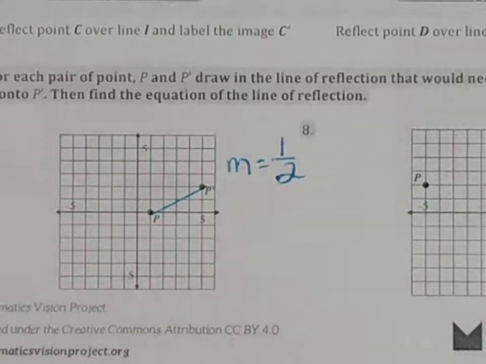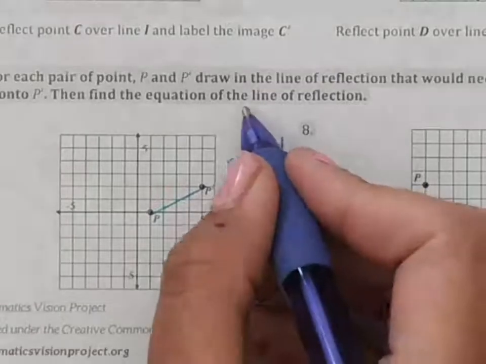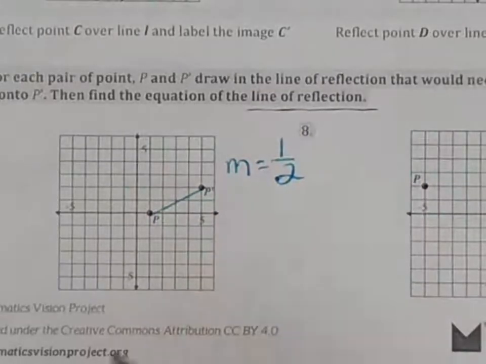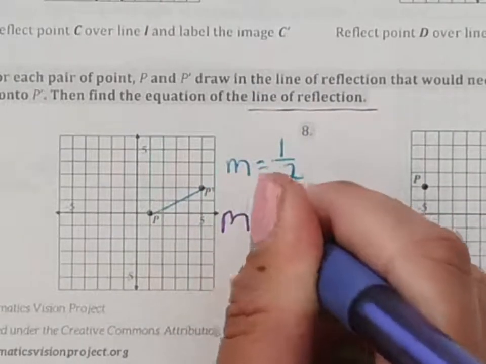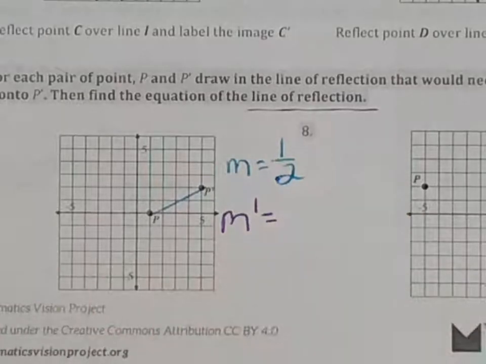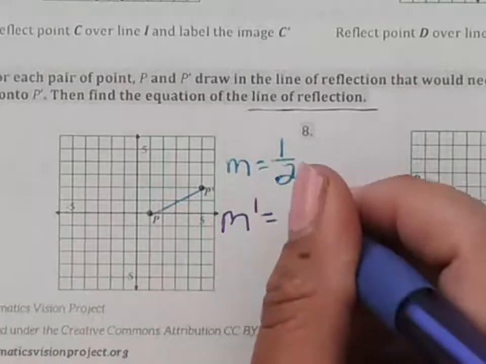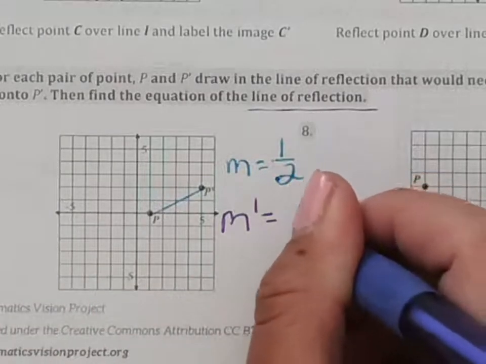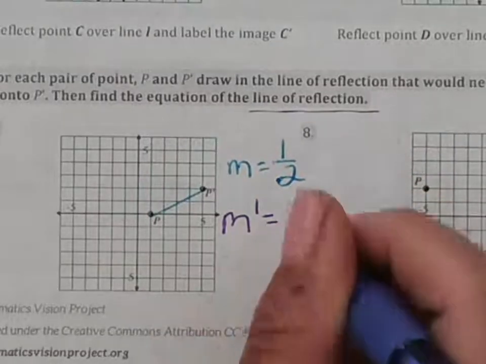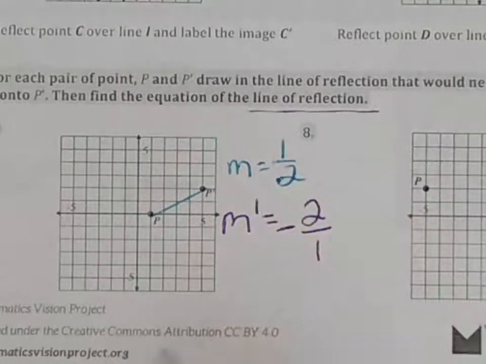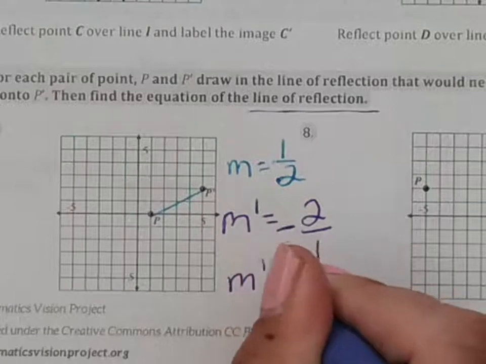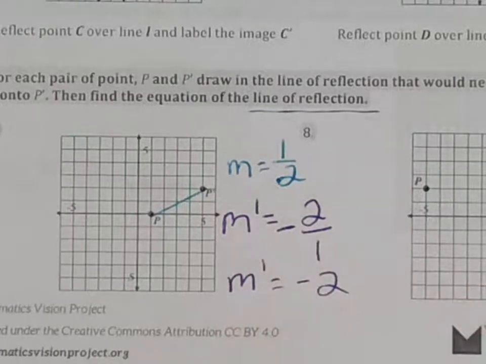So I need my line of reflection to be perpendicular to that. So we're going to flip it and change the sign. So flip it, so I get 2 over 1 and change the sign, which is just equal to -2. You can leave it over 1 if you want.